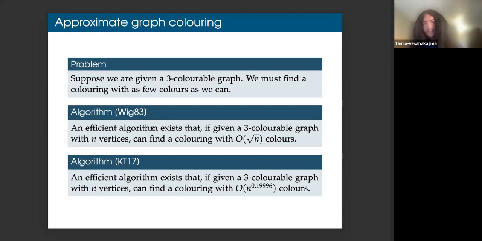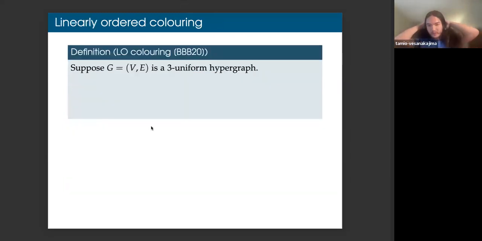Instead of looking at graph coloring, which is probably difficult to shorten the gap, we're going to look at this different notion of coloring called linearly ordered coloring that was first introduced in the context of promise problems in this paper BBB, Barto, Battistelli, and Berg, just 3 years ago.